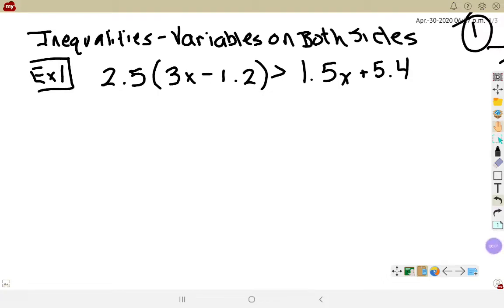Today we're going to be looking at solving an inequality with variables on both sides. And I'm going to make the numbers a little bit more difficult for this one. I'm going to throw in decimals and fractions. So the process would still be exactly the same as what we would do with integers. We just have harder numbers to work with.